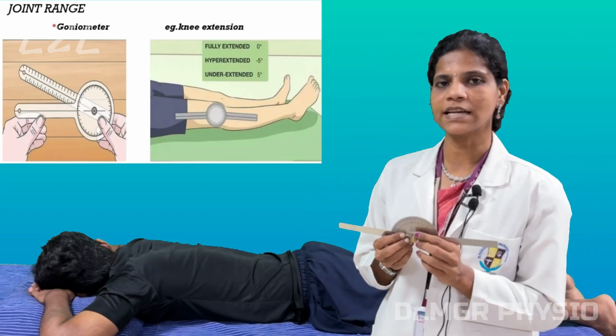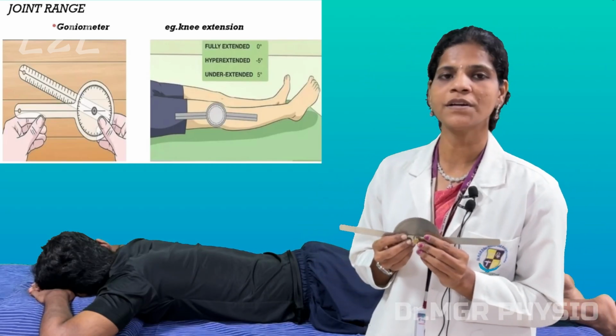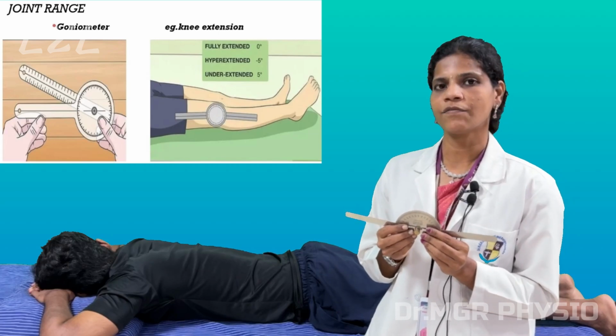So for knee flexion and extension, what can be the range? The normal range is 0 to 135 for flexion, and for extension it is 135 to 0. So I'll just demonstrate how to do it.